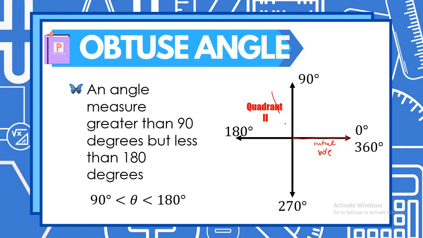So say for example, we have 100 degrees. So let's say theta is 100 degrees. This is an obtuse angle, and its terminal side will fall on the second quadrant.